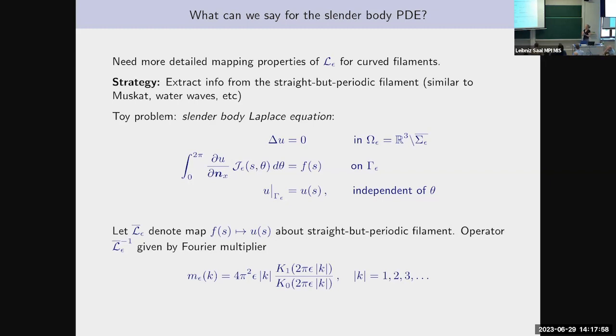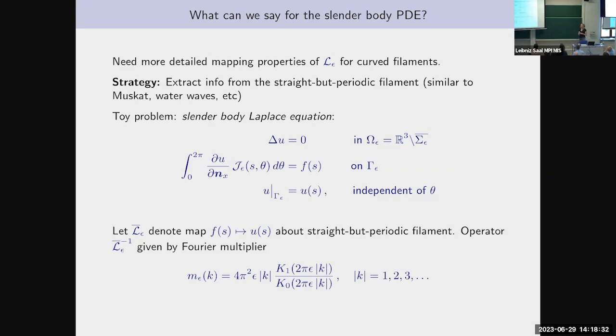And the strategy is, we have all the information that we could want in this model geometry of a straight periodic filament. So let's use that information and try to show that, in the case of curved filaments, the full PDE operator is close to the straight periodic operator, right? This is the strategy used to study the Muskat problem or water waves, for example. But I want to start off with a toy problem, just to see if this strategy will work.